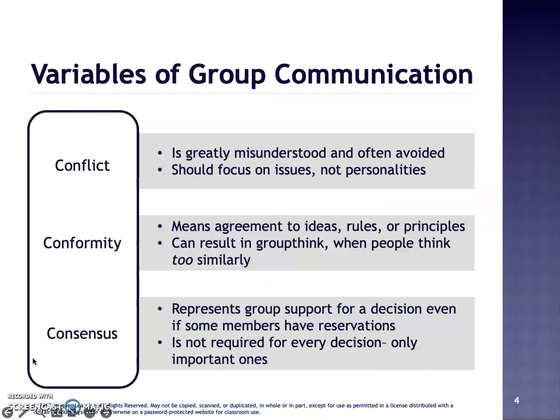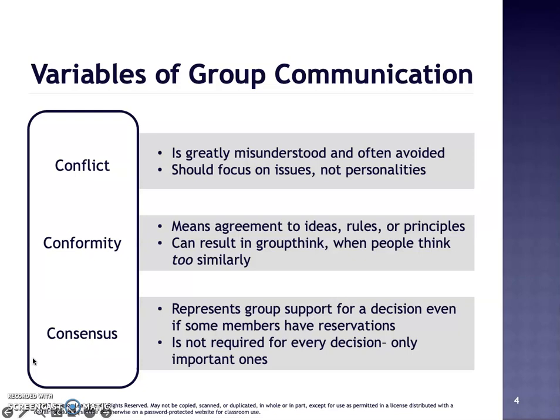So first, let's talk about some variables of group communication. These are the three variables of group communication. The first is conflict. Conflict is something that we often try to avoid. We need to remember that we should focus on issues and not personalities when it comes to conflict. Okay? Sometimes we might not get along with someone just because of their personality, but we need to set that aside and focus on the actual issue at hand.